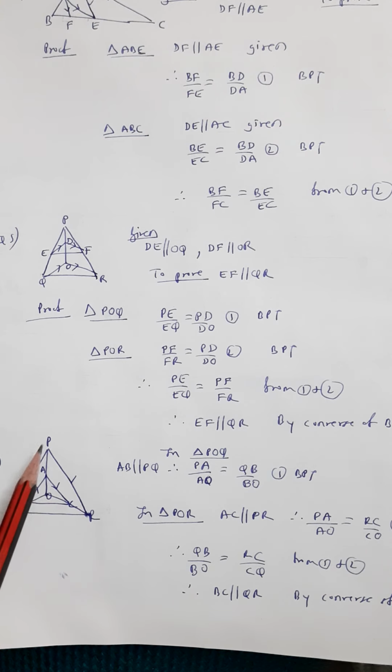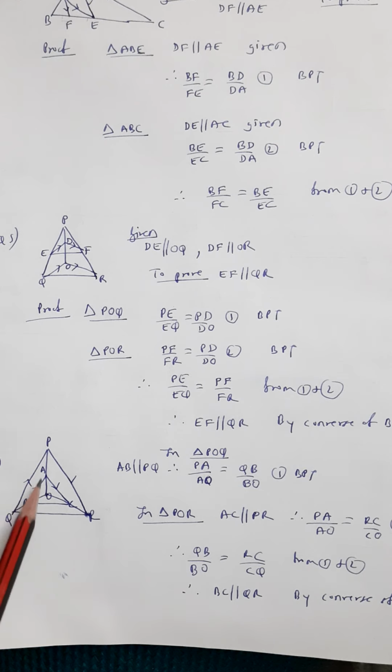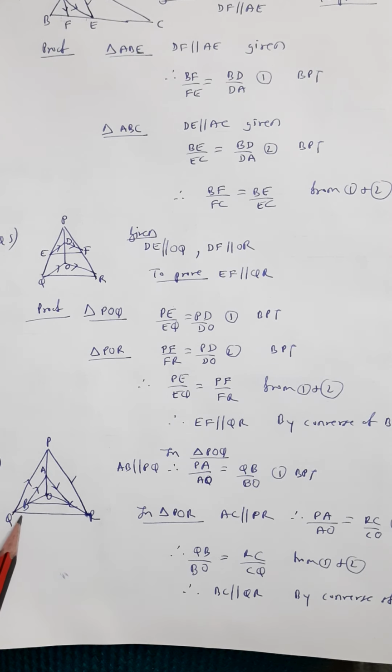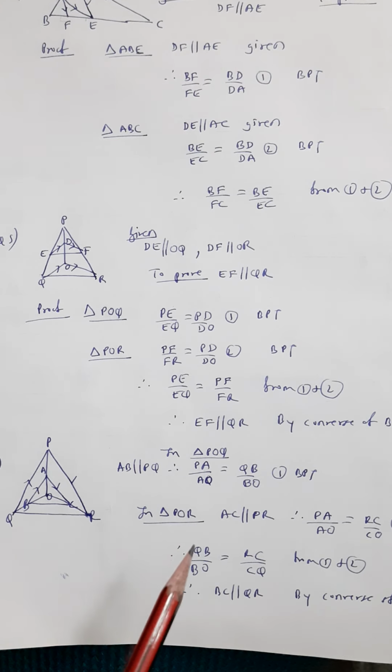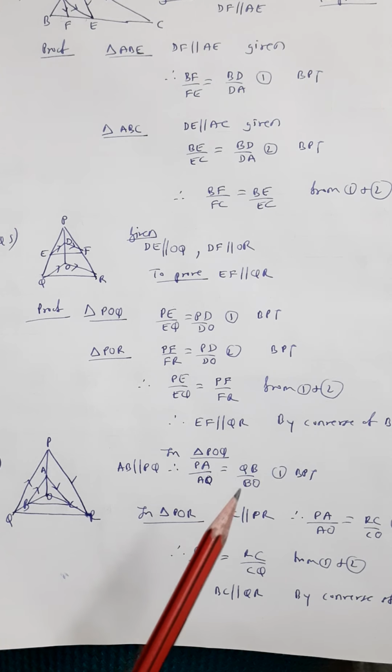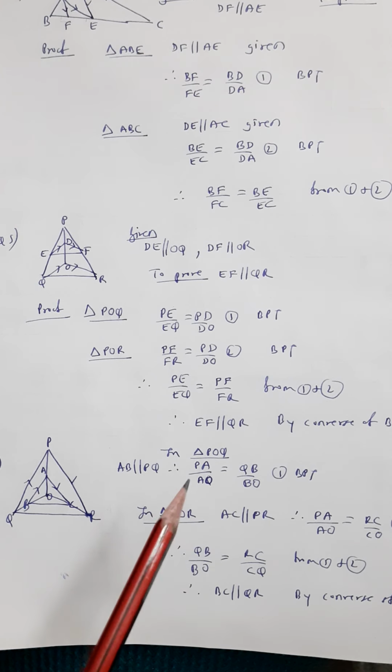Okay, that's basic proportionality here. If I am taking the next triangle, which is triangle POQ, I can say PA by AQ is equal to QB by BO. So I have got two equations now. If I compare the two equations, what happens? I find that QB by BO is equal to PA by AQ.